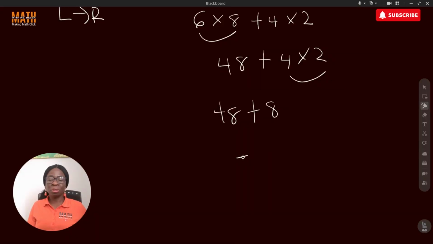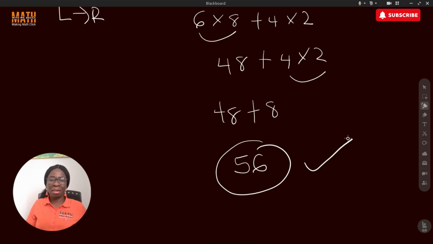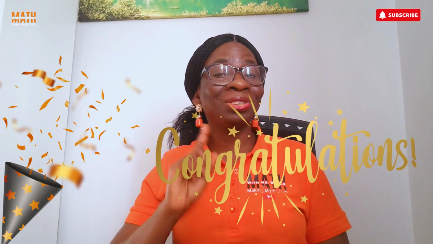Step 4, finish with addition, and that is the last step. 48 plus 8 gives 56, and that is the final answer. If you got 56 before the breakdown, congratulations, you are stronger than most students I have taught.